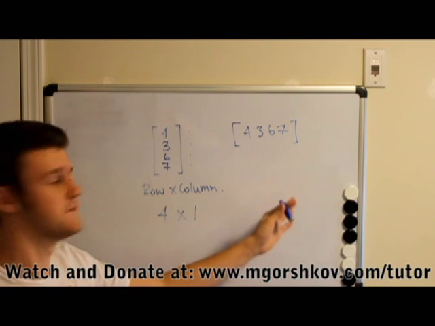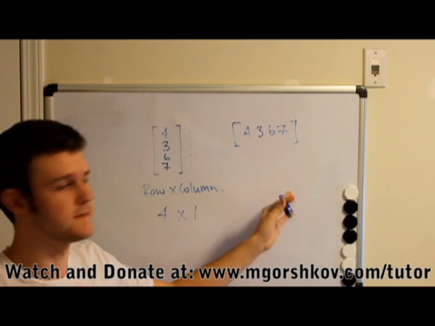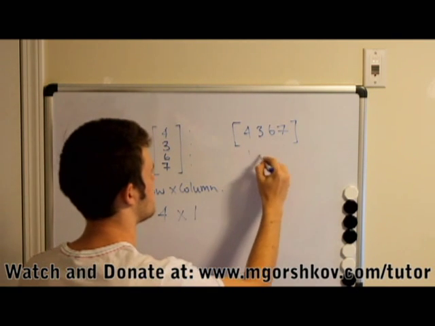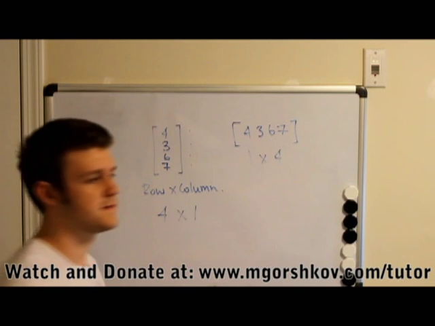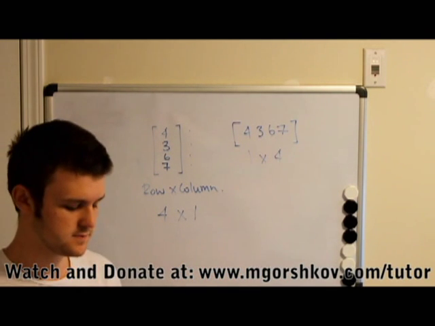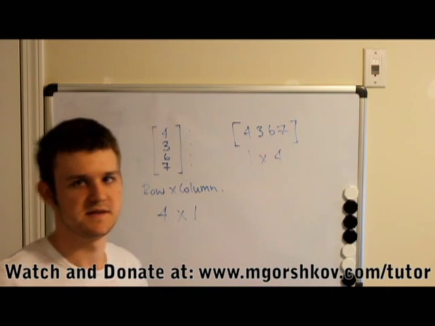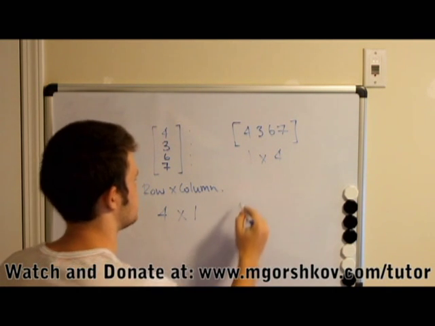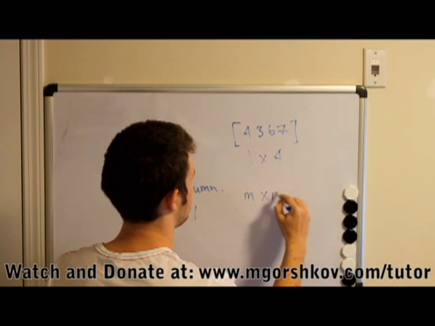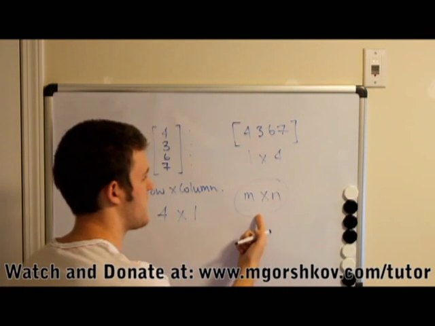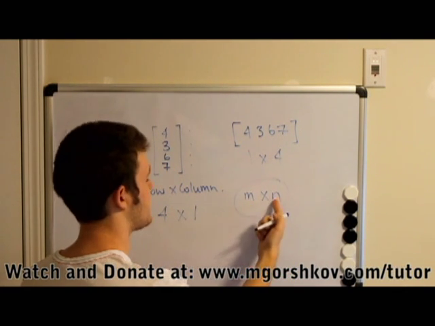Now this, if you use the row by column form, it would be a 1 by 4 order matrix. Now, any order of a matrix can be simplified to simply m by n, where m is the row and n is the column.